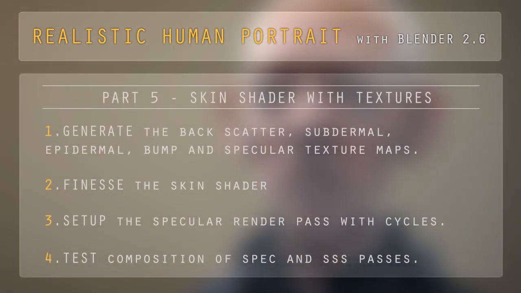First we'll generate our backscatter, subdermal, and epidermal texture maps, then plug those into our shader network and finesse that shader. Then we'll generate our bump and specular maps and render a specular pass in Cycles. Finally we'll composite the subsurface and spec together to finish our skin shading.